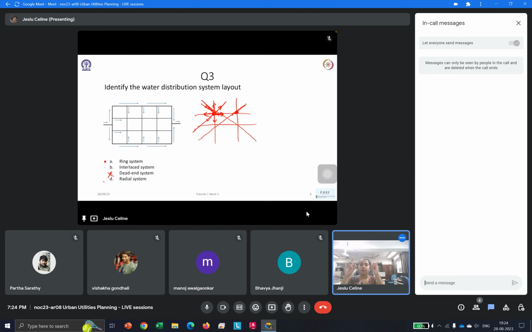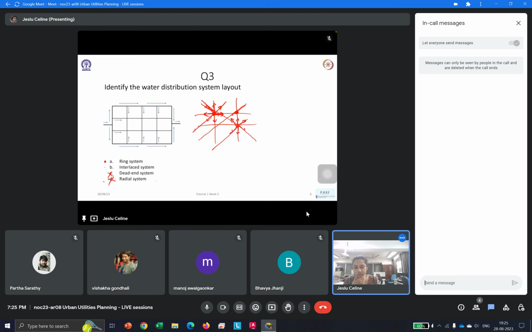So for instance, whenever there are intersections in the piping, there would be a water distribution originating from there, and radially we would distribute it outside. So that's what a radial system is. For instance, you will have it radially out in all these directions. That's a radial system. So here there is nothing moving radially outside. So this is not a radial system.